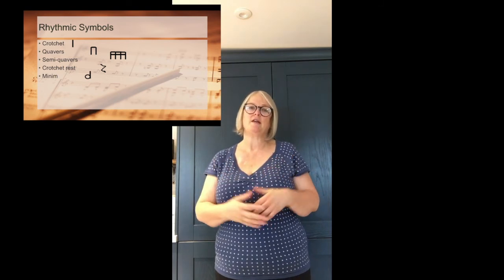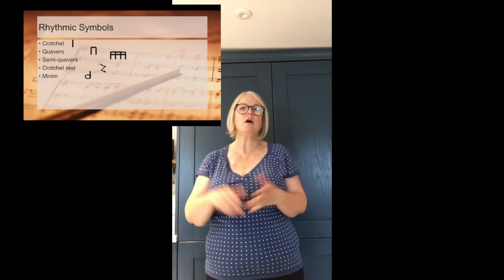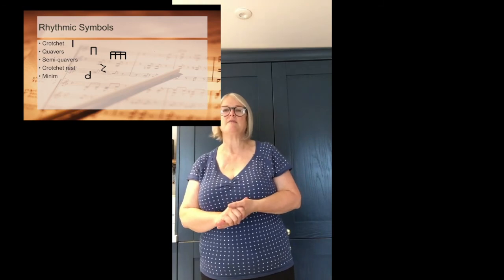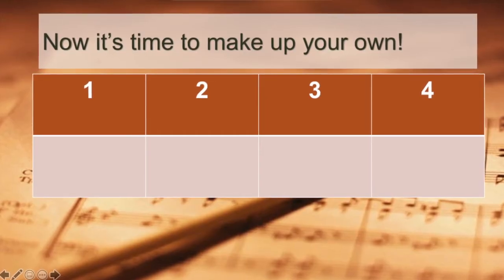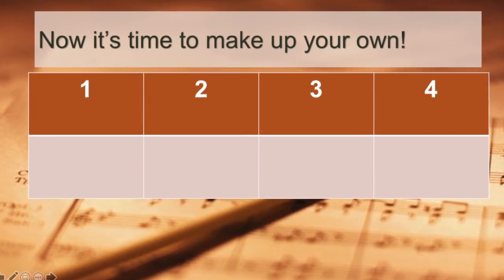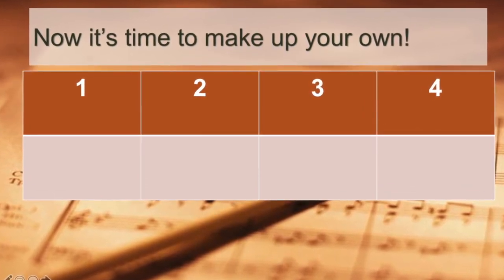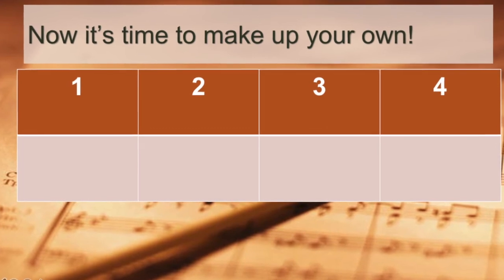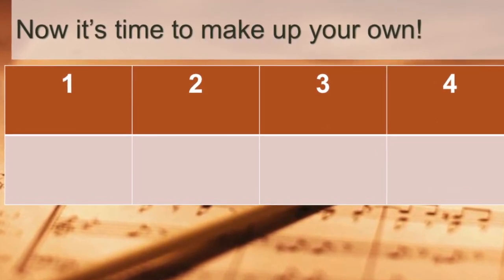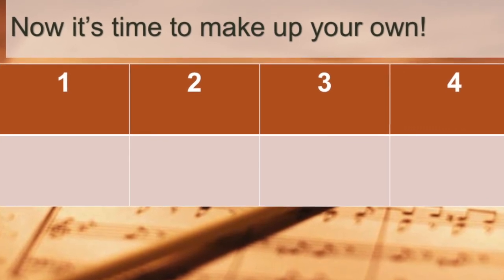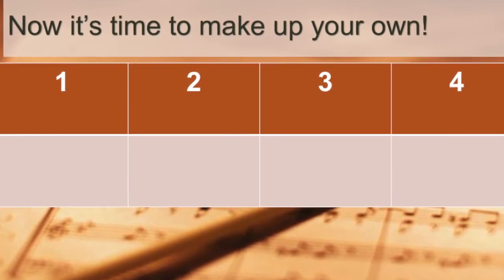And I make sure, first of all, that they're really happy with how those work and that they can do the physical representation. So I present them with a row of four boxes labelled at the top one, two, three, four. And I tell them that they can fill those boxes with the rhythmic elements. You have to be really careful, because if you're using a minim, obviously that's going to go across two boxes because it's worth two beats.